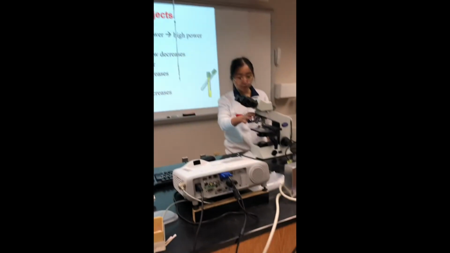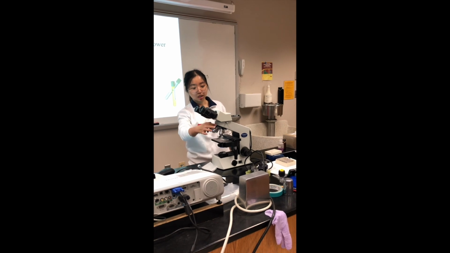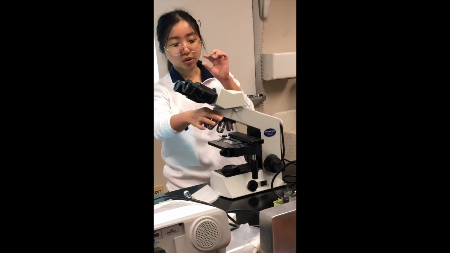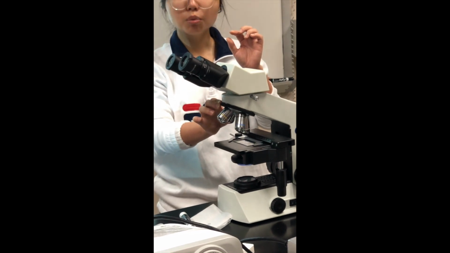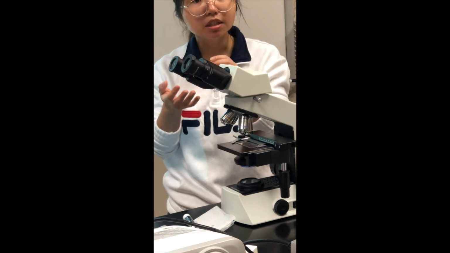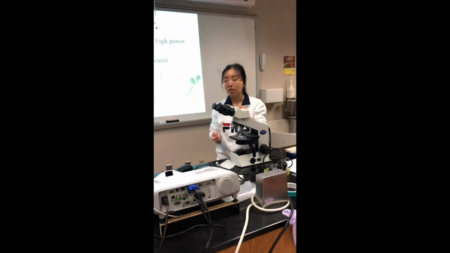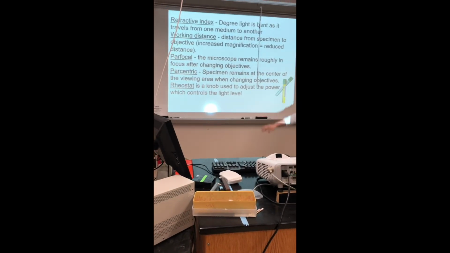Like this. When you have 4 times, you have this working distance. 4 times is the longest one. But when you go to the 100 times, the working distance, the distance between your sample and objective lens, is the shortest. So make sure you understand these several concepts and carefully read this slide.